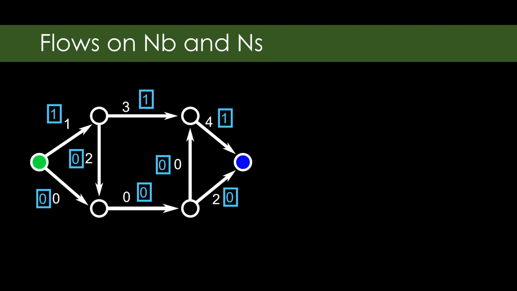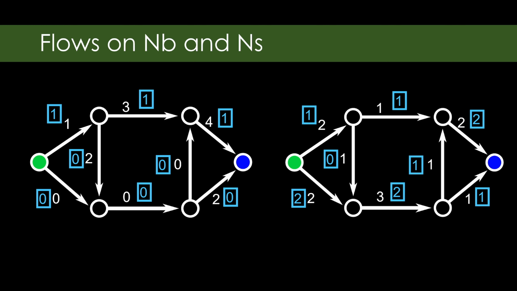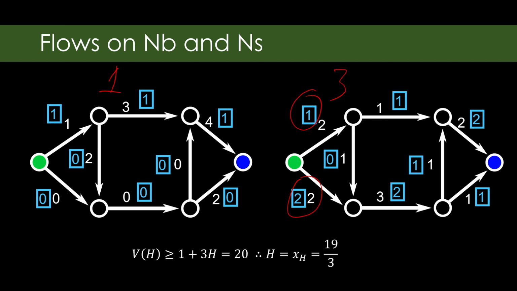So that's the best flow on NB. What if there was no obstruction? Well, on NS, then we get 1 and 2. The base flow is 1. The flow that we get from adding NS is, I'm saying at least, because, well, we'll see. So we know that, so this is how we're going to calculate our high point.